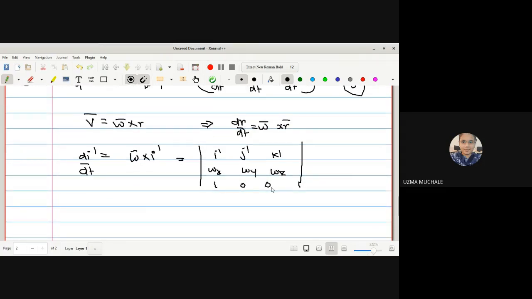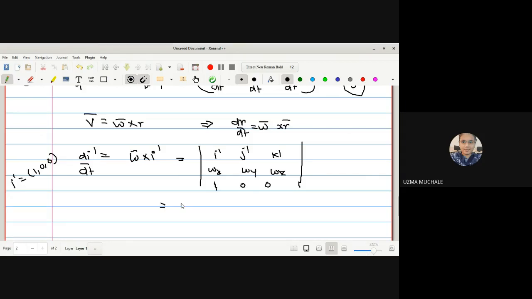What is i'? i' is a unit vector along the x-axis. So that's why I have written 1, 0, 0. i and i' are both unit vectors along the x-axis, so that's why 1, 0, 0. What is w? w is wx, wy, wz, that is, w can be written in component form, the components of angular velocity along x, y and z. And the first row is i', j' and k'.